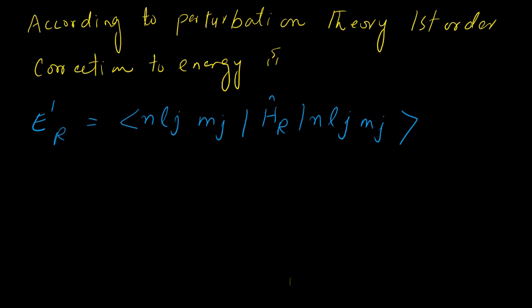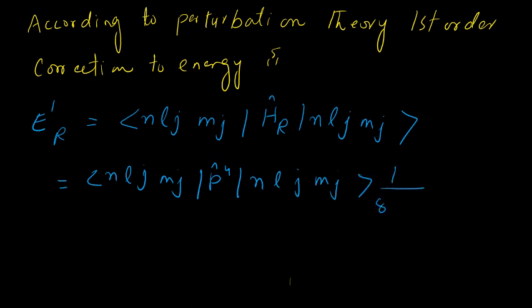Now I will put in the value of the relativistic Hamiltonian. So it will be equal to ⟨nljmⱼ|P⁴|nljmⱼ⟩ multiplied by 1 over 8Mₑ³C². So here I need to calculate the value of P⁴. In order to calculate it, I will put in the value of P⁴.